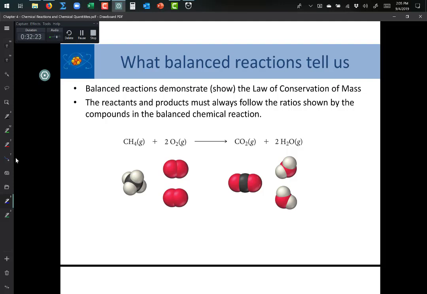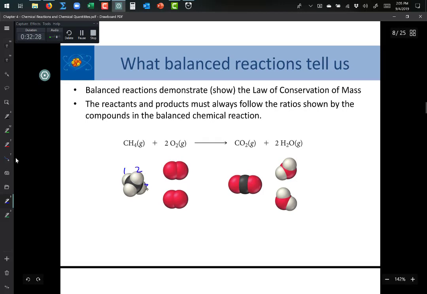You can literally, if you think about what these things look like, right? There's 1, 2, 3, 4 hydrogens here. There's 1, 2, 3, 4 hydrogens here. How many oxygens do I have? 1, 2, 3, 4, and there's 1, 2, 3, 4. And there's 1 carbon here. There's 1 carbon there. So you literally are counting exactly. All the atoms on the left are represented.